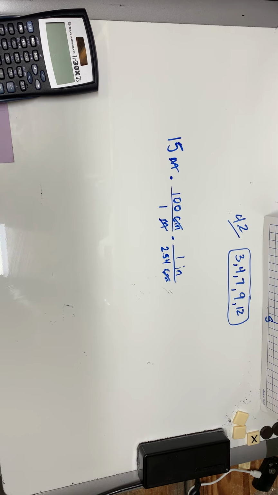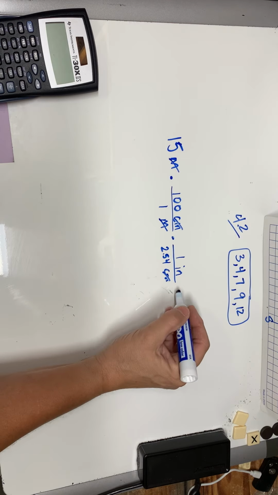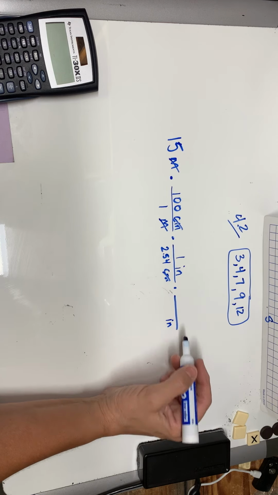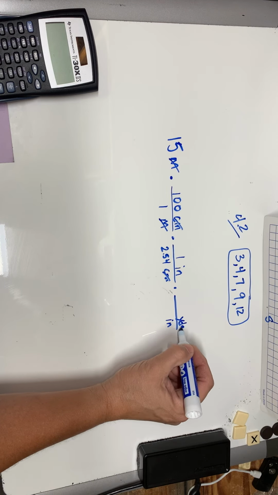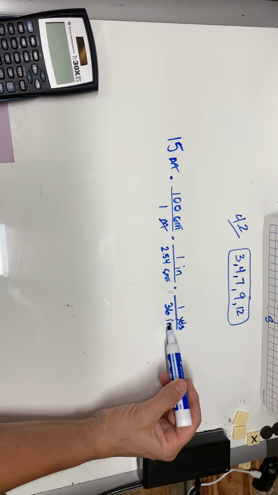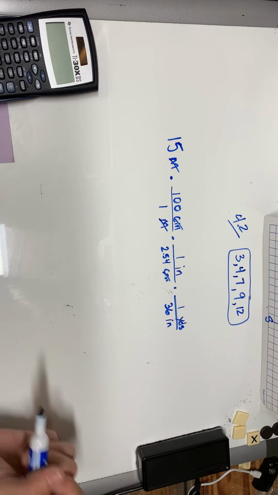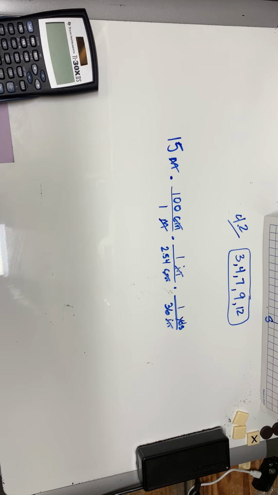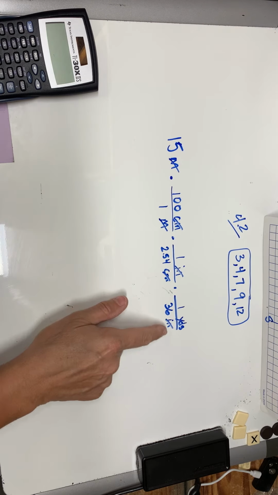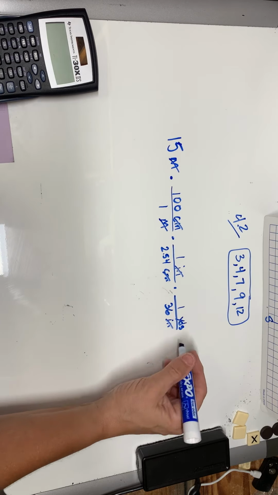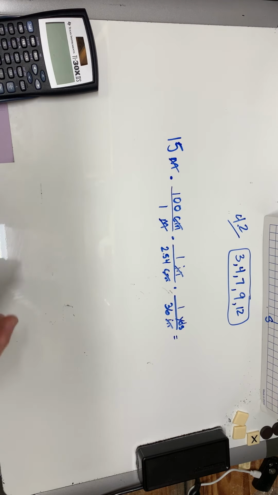But ultimately, I'm trying to get to yards. So I need to cancel my inches. So inches on top, inches on bottom. And I know that there are 36 inches in 1 yard. If you didn't know that, you could have gone inches to feet and then feet to yards. So that would have just added a step. So I cancel my inches on top, inches on bottom. And I check that all the units are canceled except for the yards, which is what they wanted me to convert it to. So now I just follow the mathematical rules for multiplying fractions.